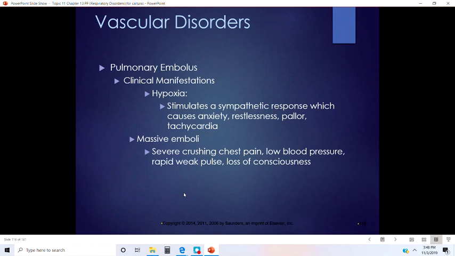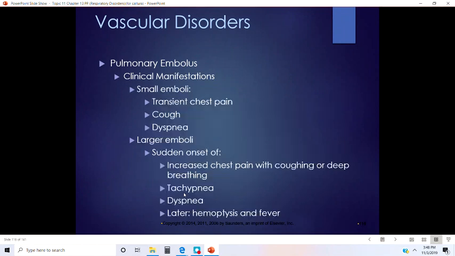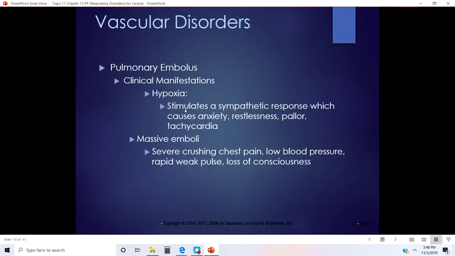There'll also be hypoxia. Again, just to go back a minute, with larger emboli there'll be hypoxia, low oxygen levels. That stimulates a sympathetic response, which causes anxiety, restlessness, pallor, right, paleness, tachycardia. And then if there's a massive embolism, right? A massive emboli, the patient will have severe crushing chest pain, a drop in the blood pressure, a weak rapid pulse, and then even loss of consciousness, and then potentially the patient could die.